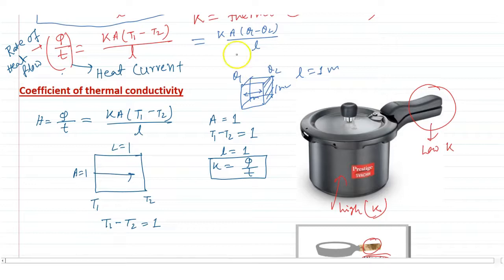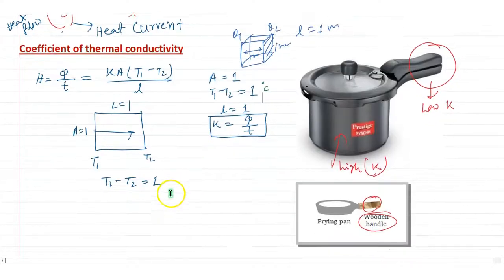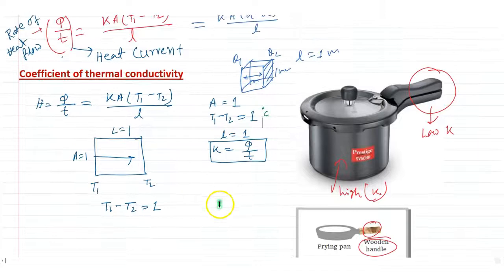Okay. Then the rate of heat flow between two opposite sides of a cubical body having unit dimension, 1 meter, will be K. You can say it equals 1, T1 minus T2 will be 1 degree centigrade or 1 unit, and L equals 1, then K equals Q by T. Q by T means rate of heat flow. Okay. This is the definition of thermal conductivity.